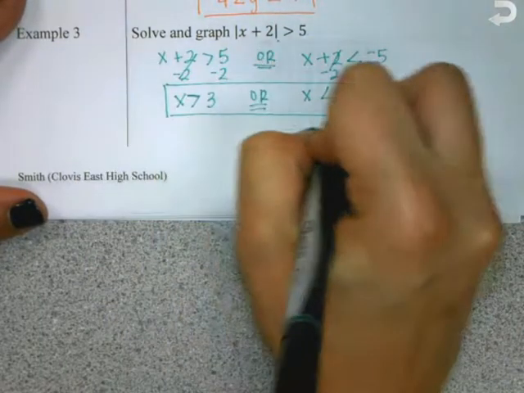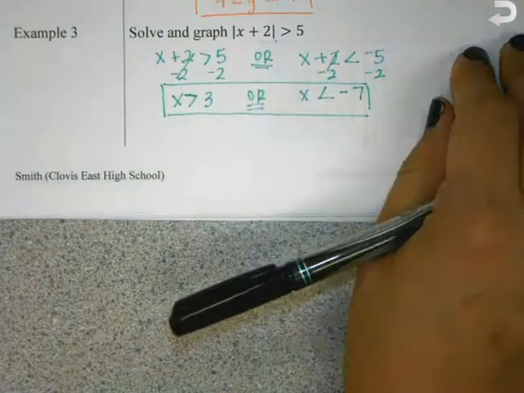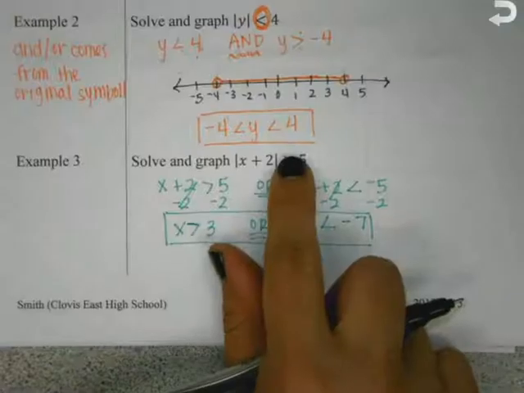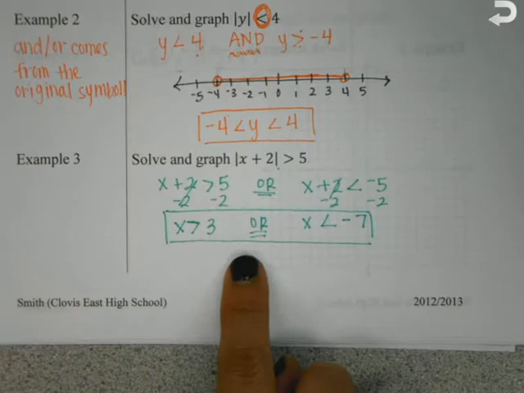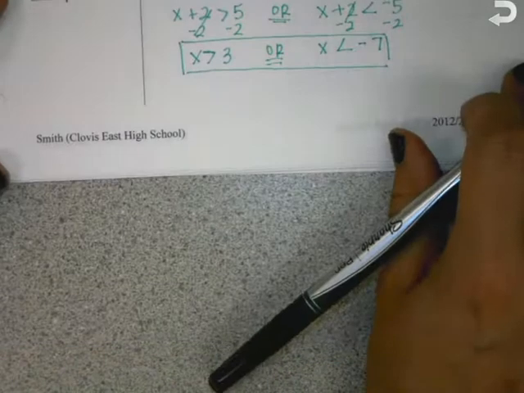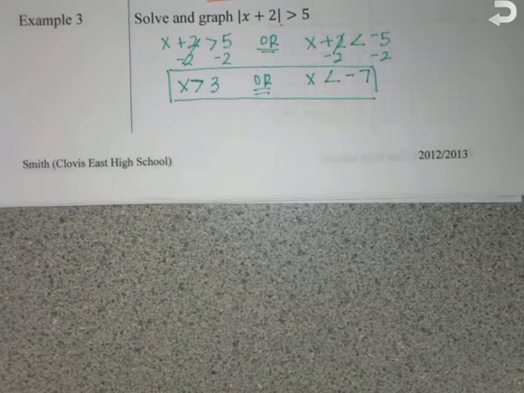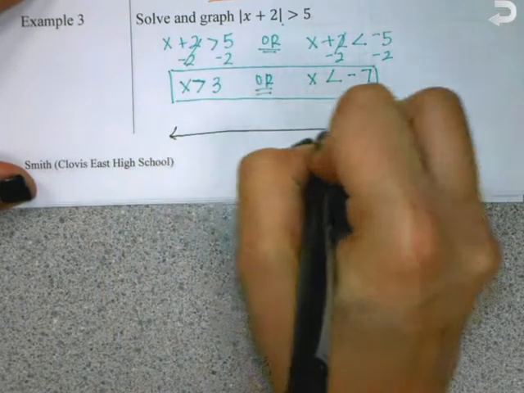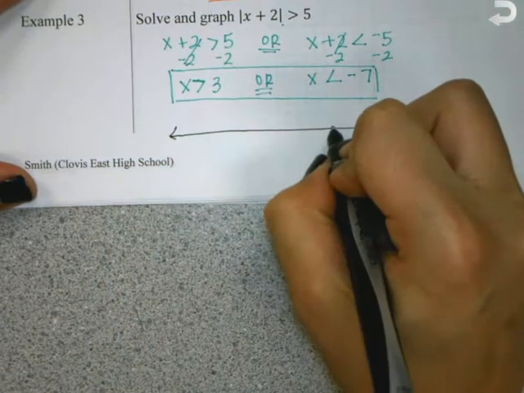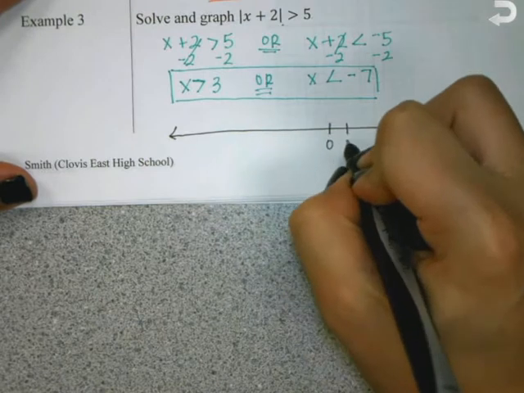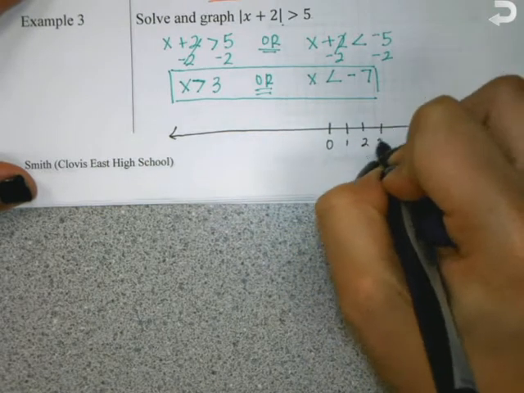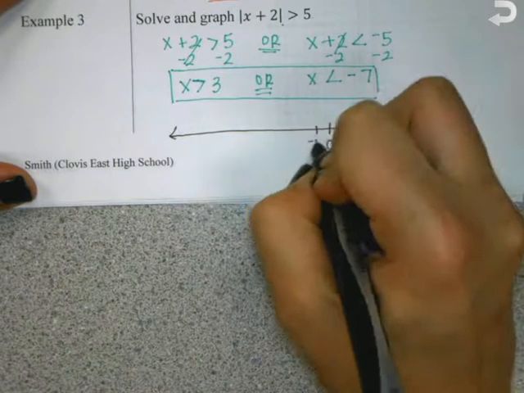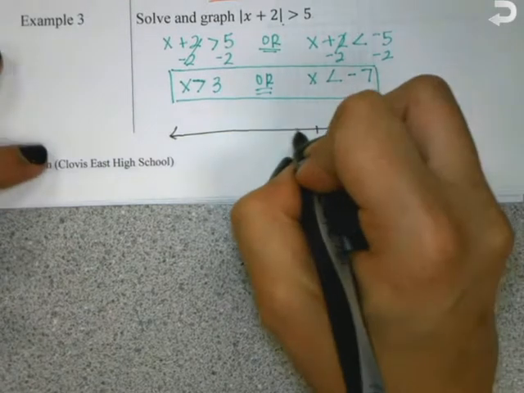But what does the graph look like? So I draw my number line again. I'm going to put 0 not in the middle, so we have 1, 2, 3, 4, negative 1, negative 2, negative 3, negative 4, negative 5, negative 6, negative 7, and I always go one more, negative 8.